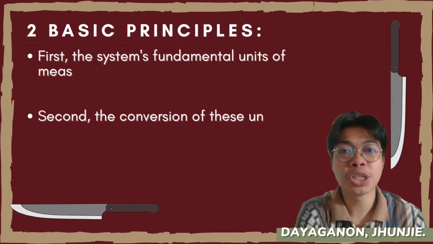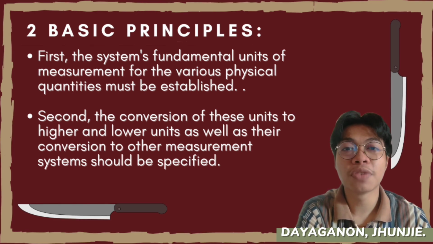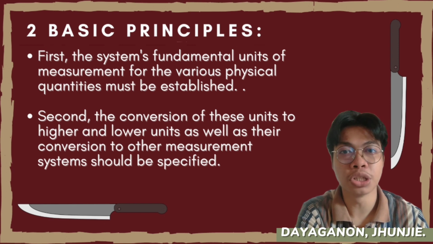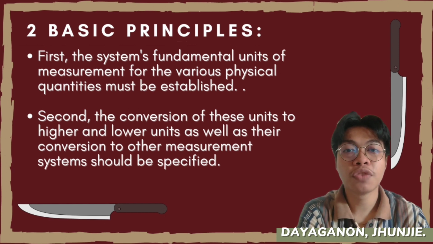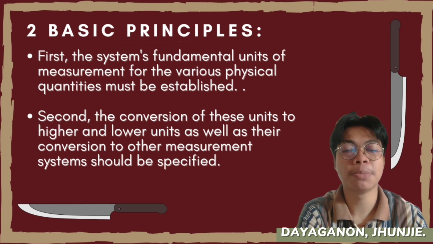Also, the system of measurements works on 2 basic principles. First, the system's fundamental units of measurements for the various physical quantities must be established. Second, the conversion of these units, higher and lower units, as well as their conversion to other measurement systems should be specified. Now, let's proceed in mathematical structure.